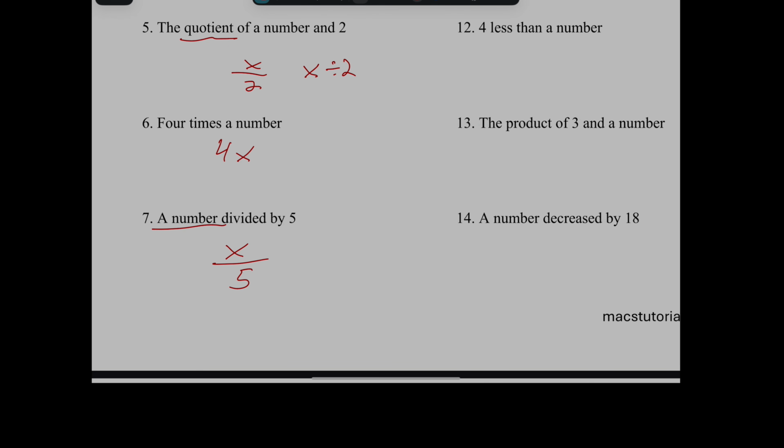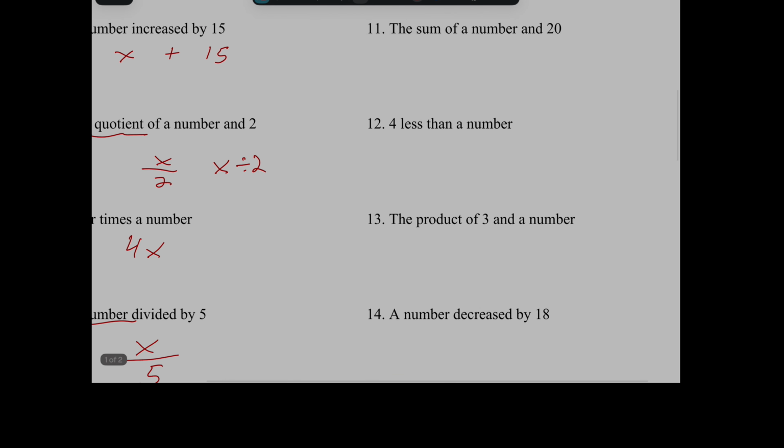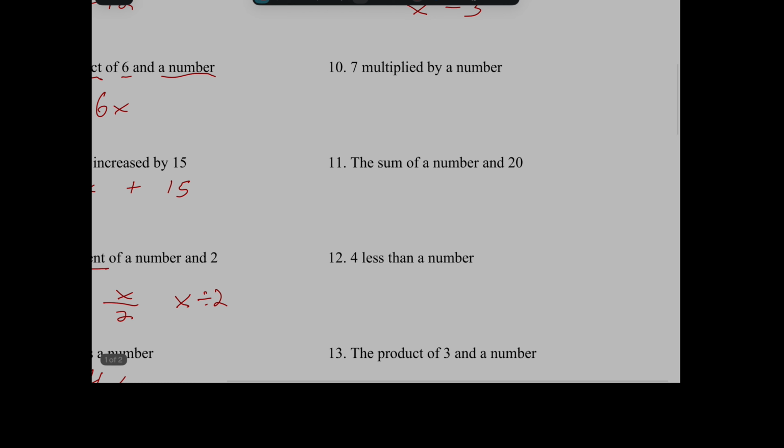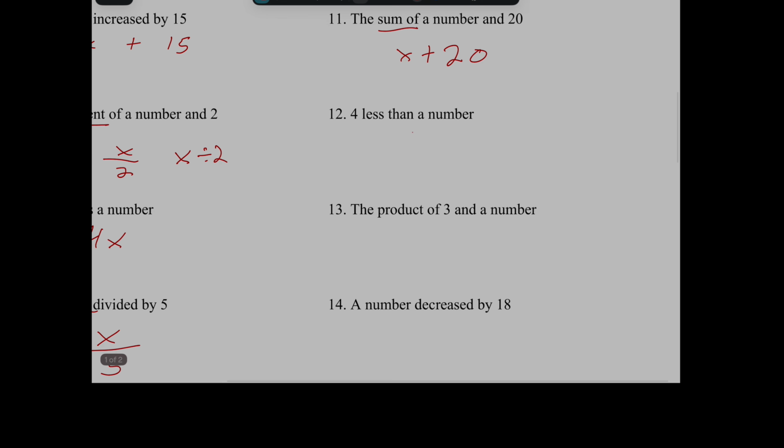Whenever I see a number, that's where my x is going to be, or a or b or whatever you want to use. Number 10, 7 multiplied by a number. That's what multiplication looks like, a number next to the letter. The sum of, that's a plus, a number and 20. Read it like that. 4 less than a number. All right, that's the minus sign.